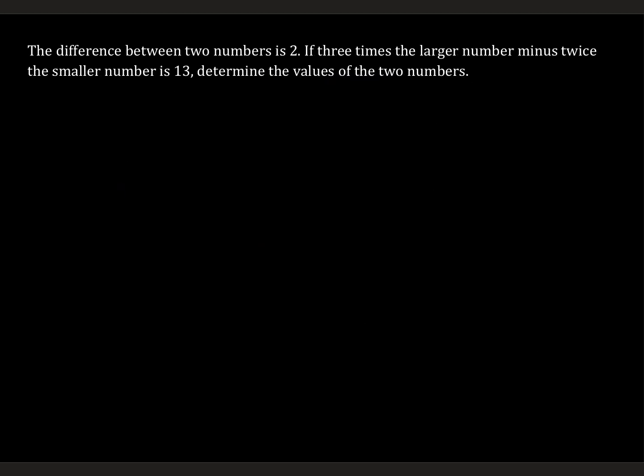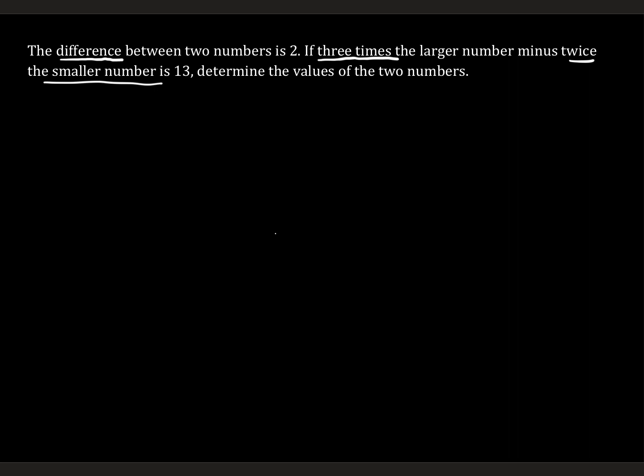Here's another. You might like to have a go at this one. The difference between two numbers is 2. Note here this word difference. If 3 times the larger number minus twice the smaller number is 13, determine the values of the two numbers.